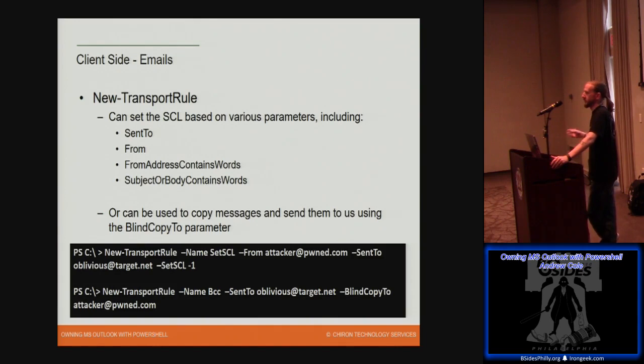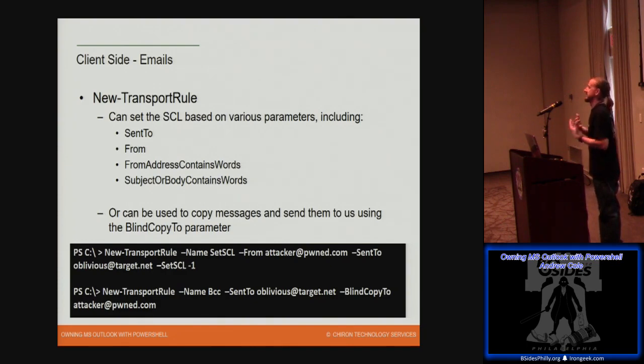So you can put a new transport rule. This will be transparent to the user. The only person that will see it is someone who has access to the Exchange server who can look at transport rules. So in the first one, I just made new transport rule, named it whatever, set SCL. Anything coming from my email address, I want to set the SCL to be -1 if it goes to my target. So now I can send him executable files, and they will not go to the junk folder. They'll go to the inbox.